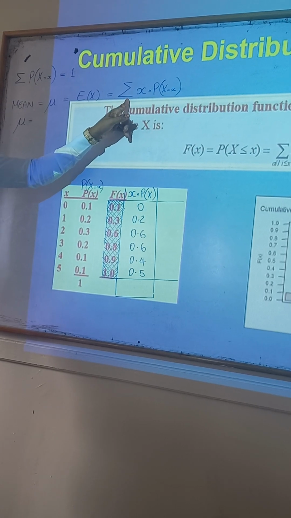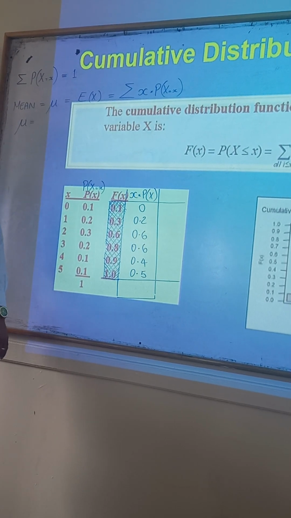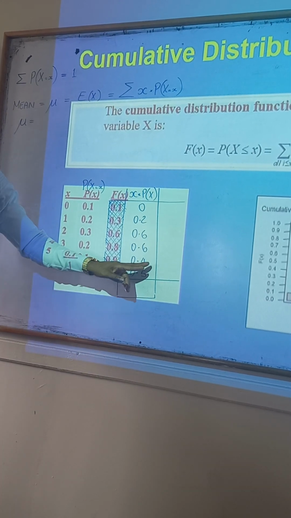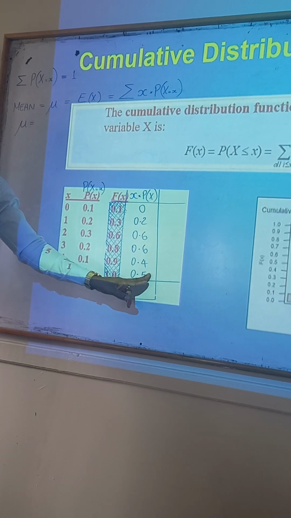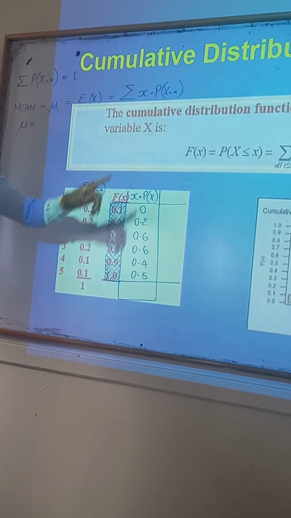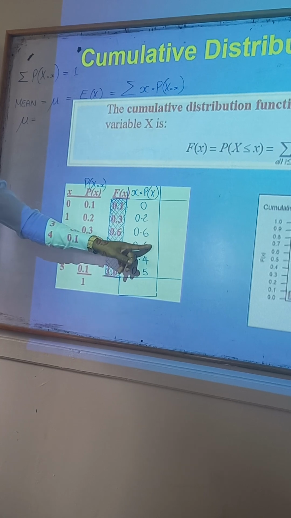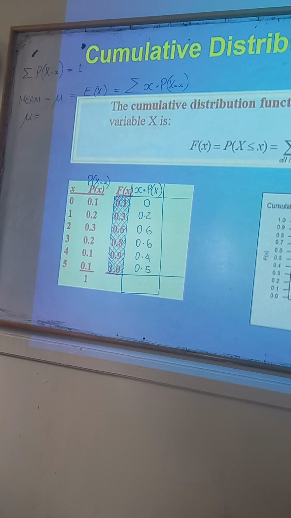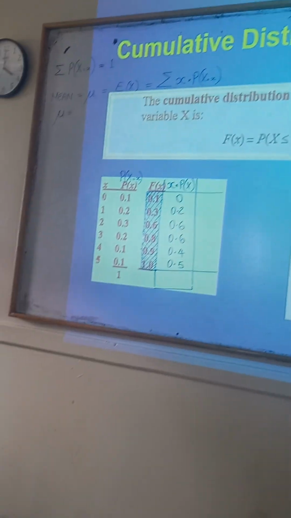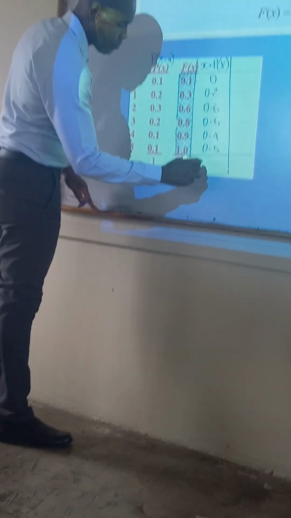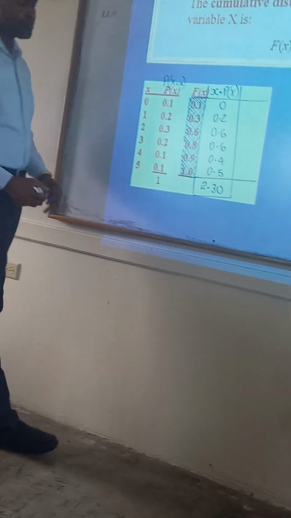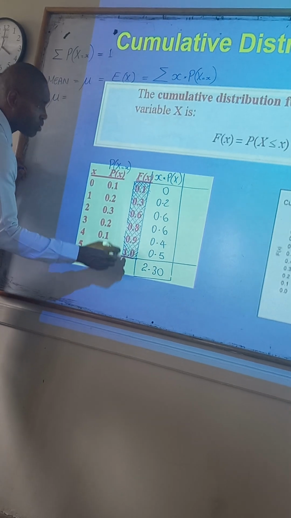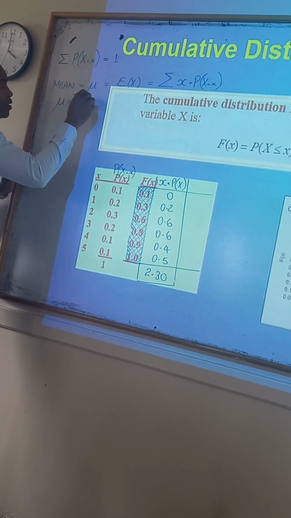You with me? Alright, add them up. Pull out the calculator, add them up. We're going to add the result of x times the probability. So this is 10, 15, 21, 22, right? 2.3. Check it out, tell me that's right. That's 2.3.